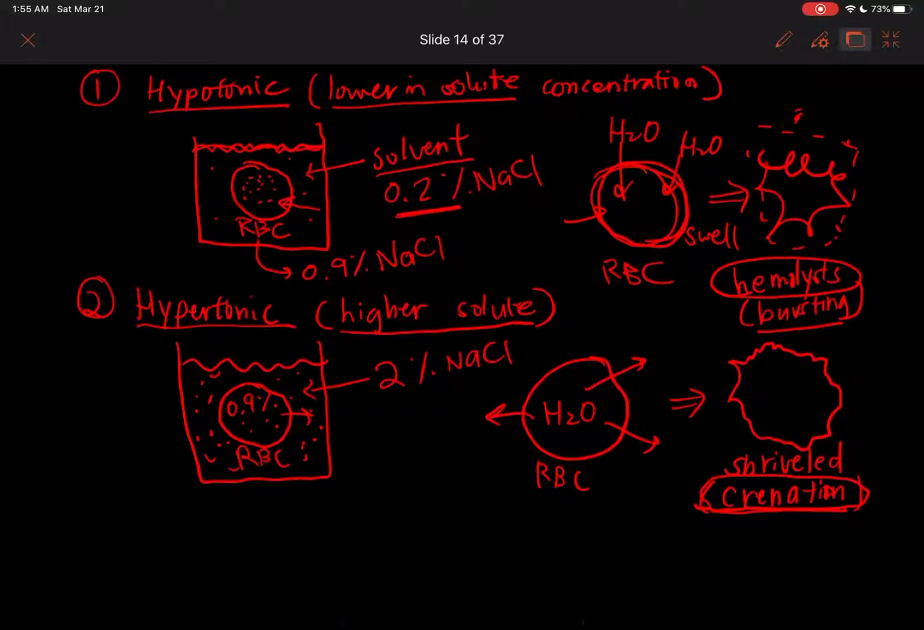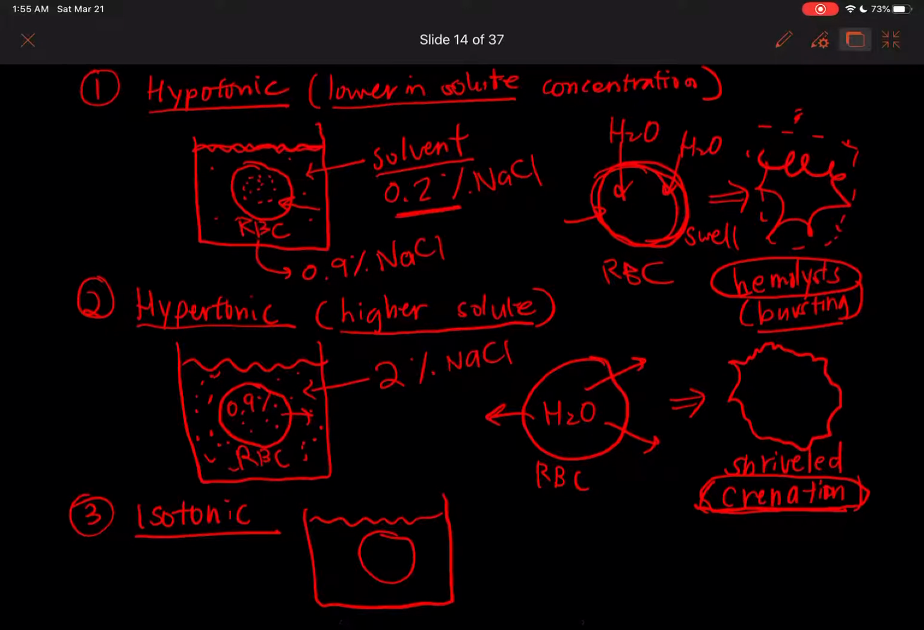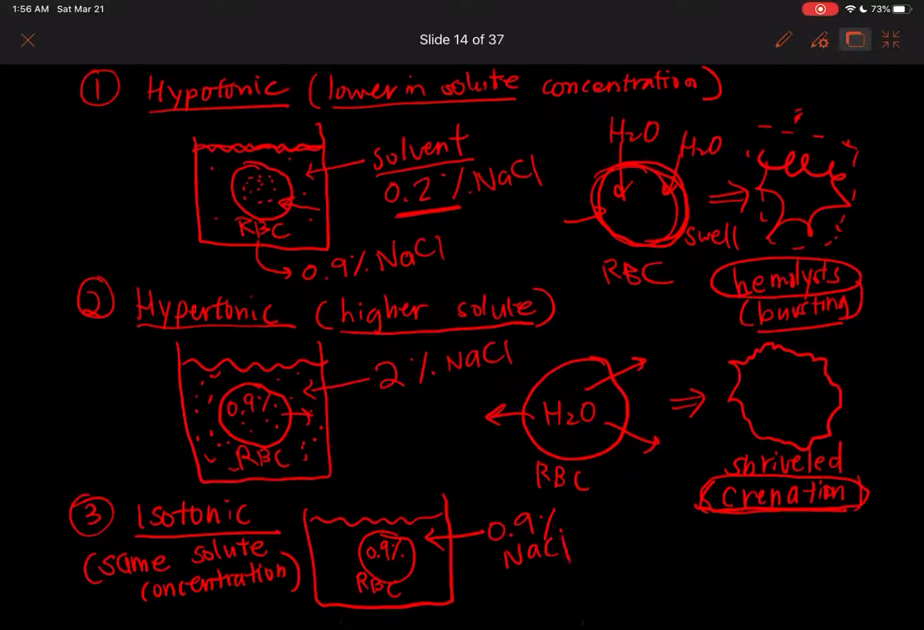The last type is the easiest, called isotonic solution, which is when we have our little tank of solvent, dunking our red blood cell in there with 0.9%. Isotonic means same solute concentration. Hence the outside also has 0.9% sodium chloride. There is no difference in sodium chloride concentration, and hence no net water movement. The red blood cell is happily living in its isotonic environment.